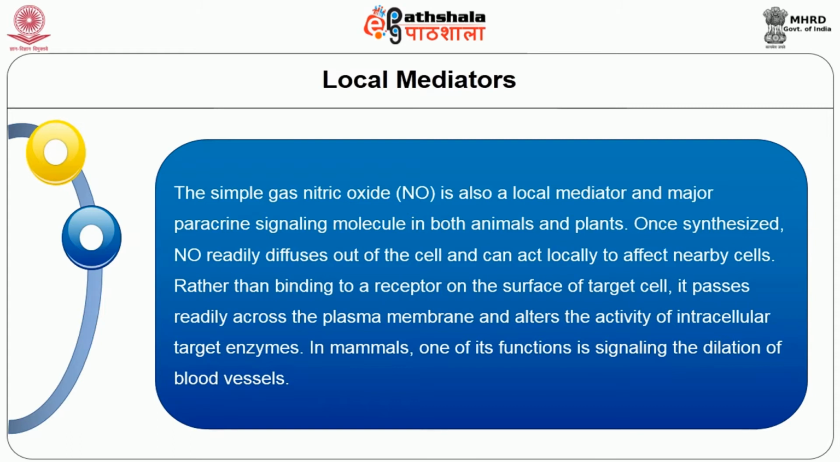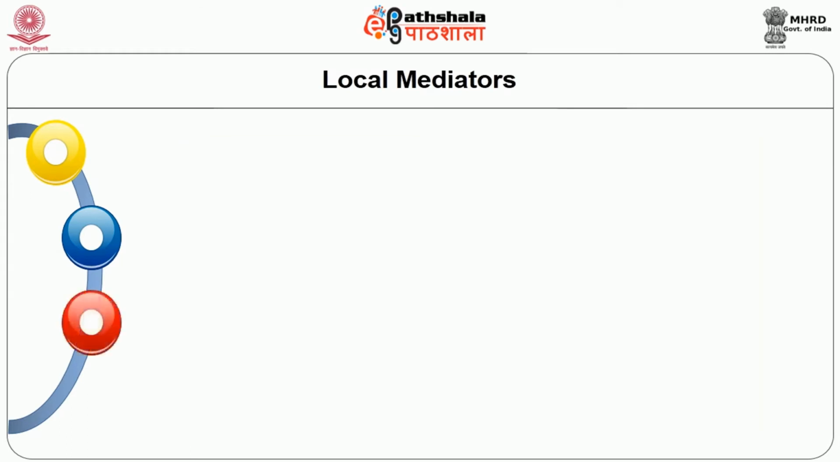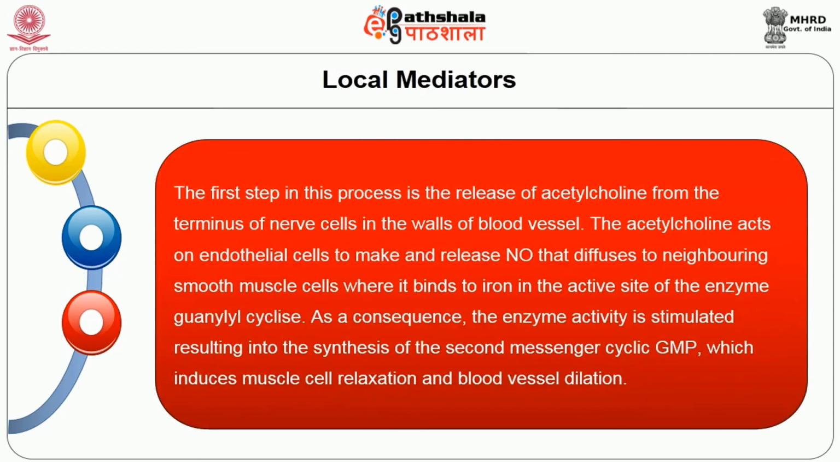Rather than binding to a receptor on the surface of the target cell, it passes readily across the plasma membrane and alters the activity of the intracellular target enzymes. In mammals, one of its functions is signaling the dilation of blood vessels. The first step in this process is the release of acetylcholine from the terminus of the nerve cell in the walls of the blood vessel.